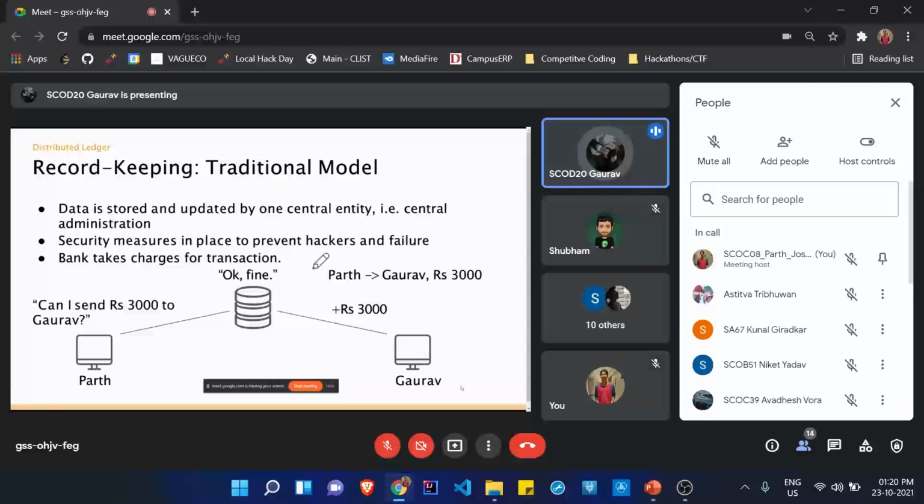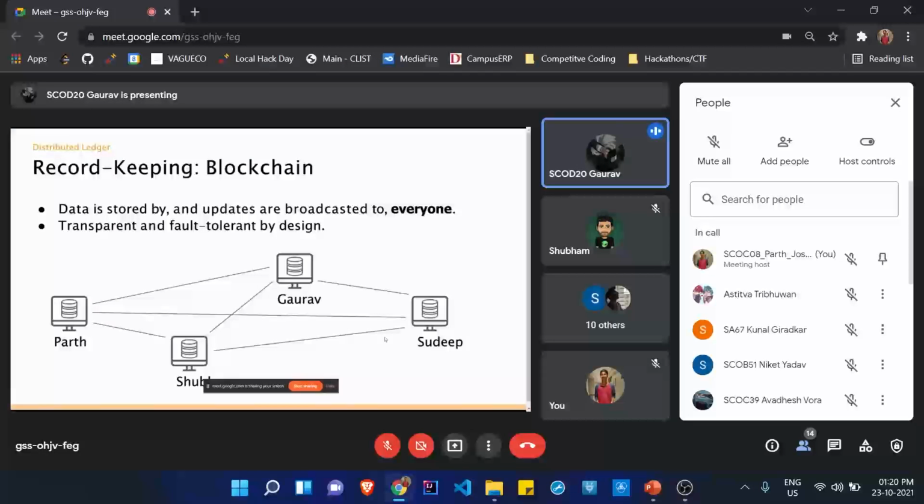So what we can do, suppose any of us comes up with a technology that's preferable, like in this case blockchain. What blockchain does for us is that it solves this trust issue. So let's see how record keeping works in blockchain. In the blockchain model, we use a distributed ledger to keep the records.